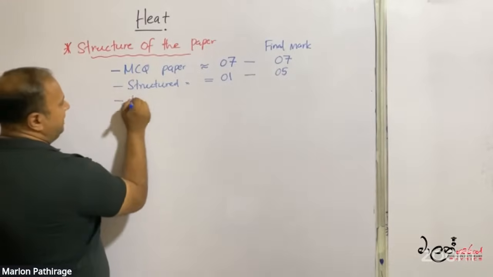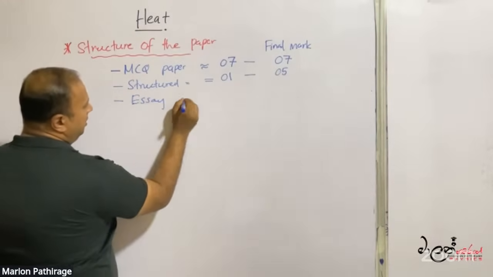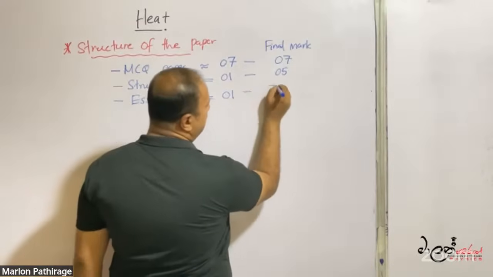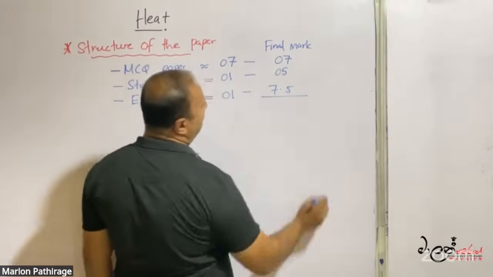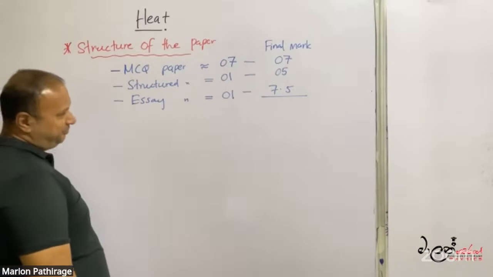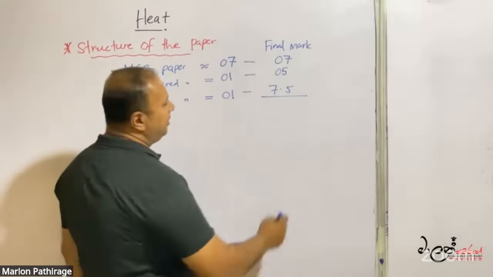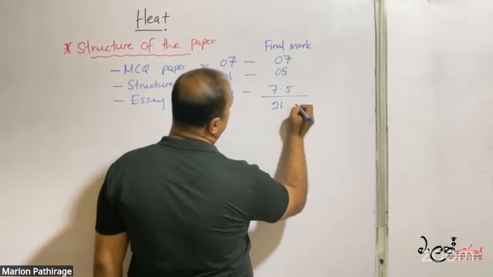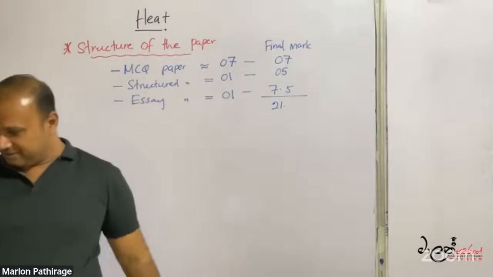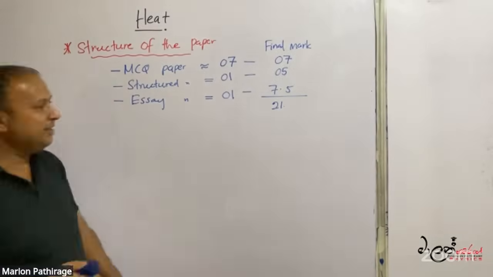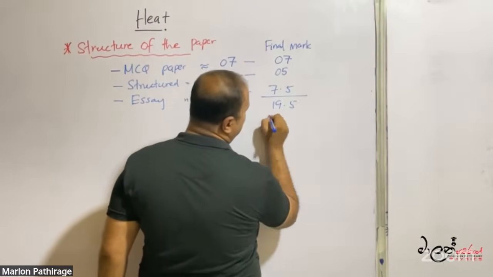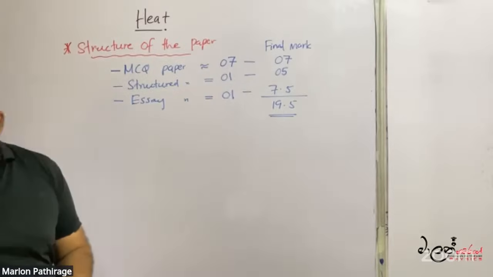Then the essay question. In the essay paper, there is one question, which means 7.5 marks. Altogether, 14.5, plus the MCQ marks, sorry, 19.5. Yes, plus 3. 19.5 marks. Approximately 20 marks, no? Alright.